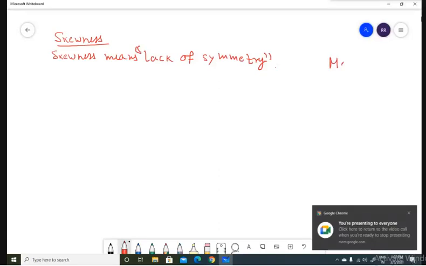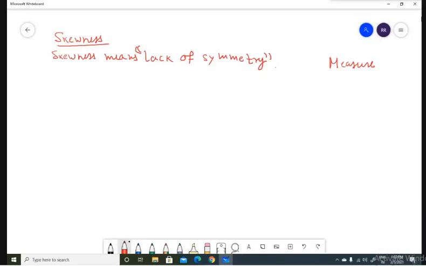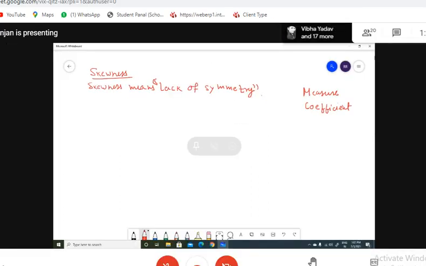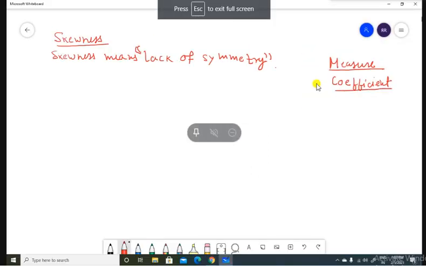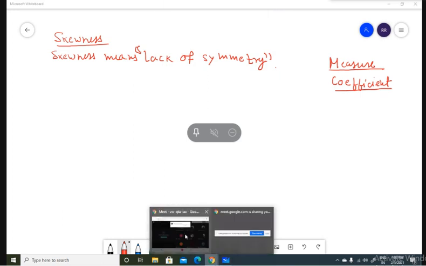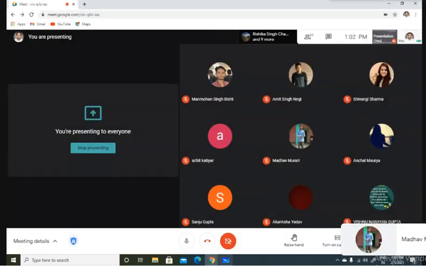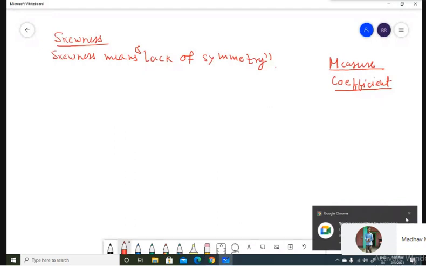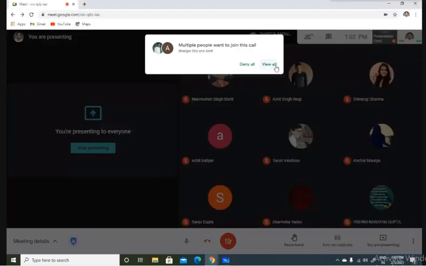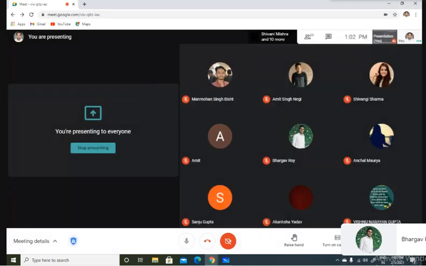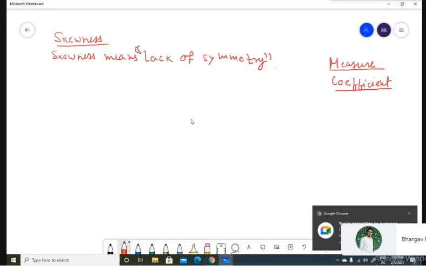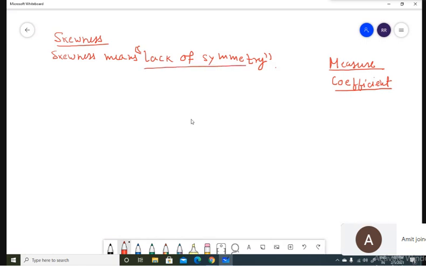Of skewness, and the second one will be the coefficient of skewness. Okay, so let us start with what skewness means. The meaning of skewness is lack of symmetry. Okay, lack of symmetry. And why do we study skewness?